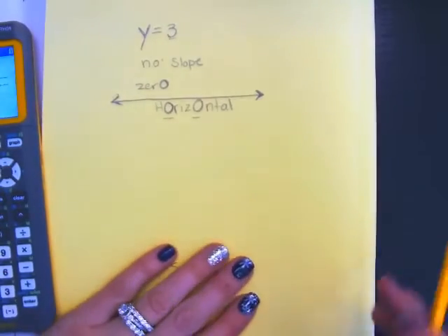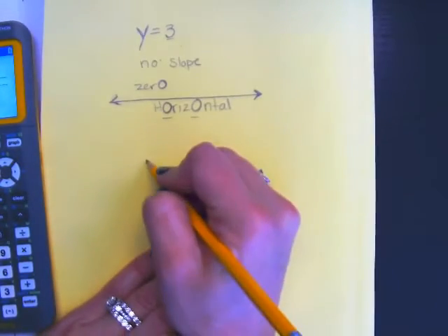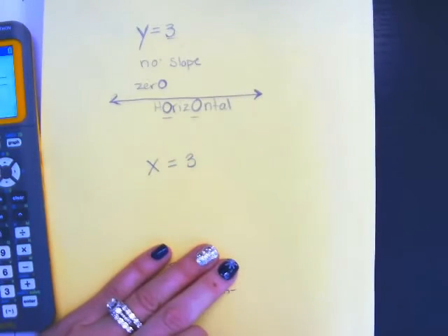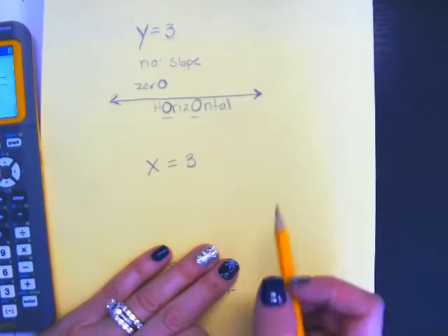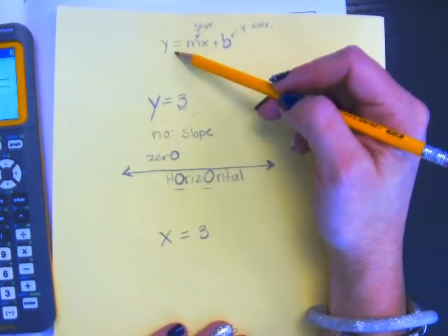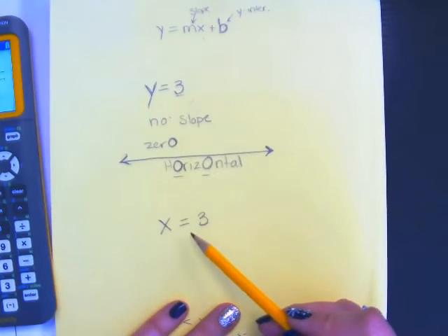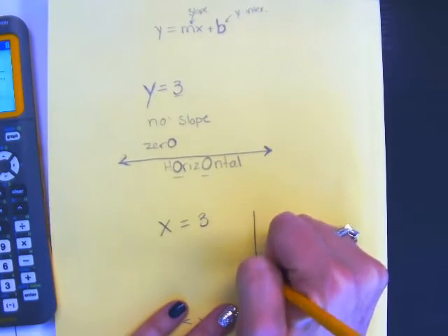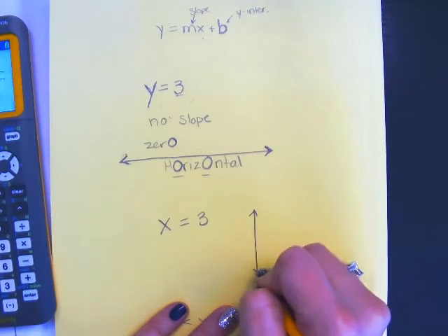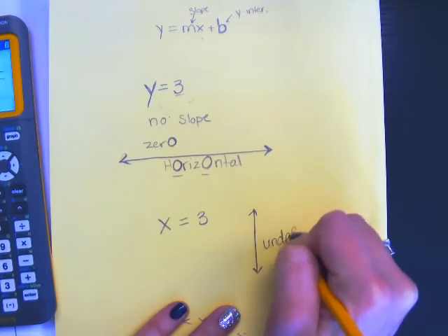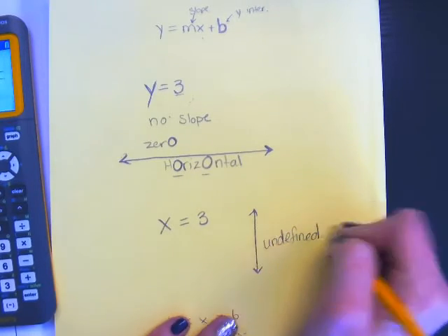The other special case is where you're looking at the equation of a line that says x equals a number. So if I choose x equals 3, I get really confused because it's not in slope-intercept form where I have y equals. Instead, it just says x equals. That means it has an undefined slope. That's where your line goes straight up and down. So it's an undefined slope.